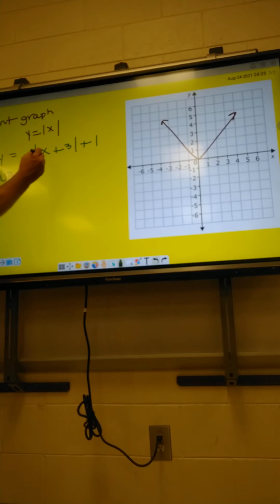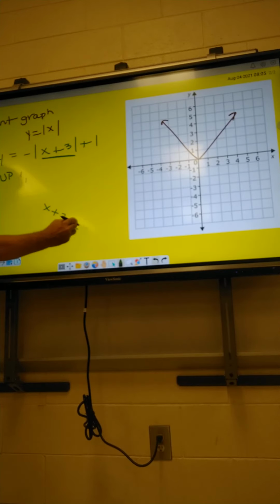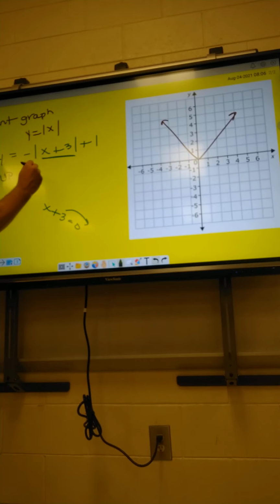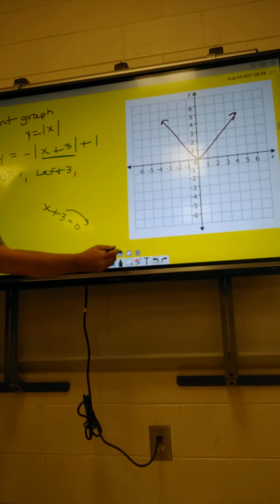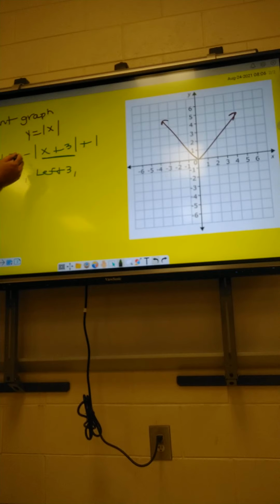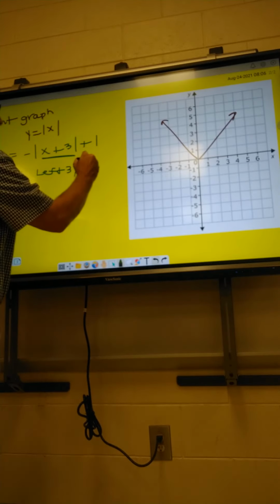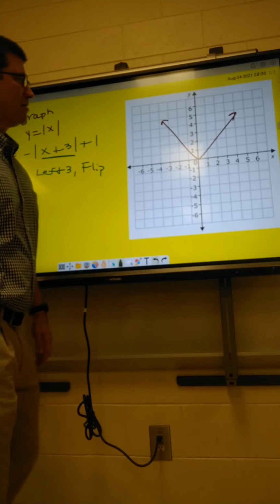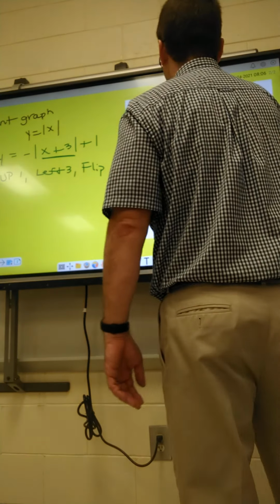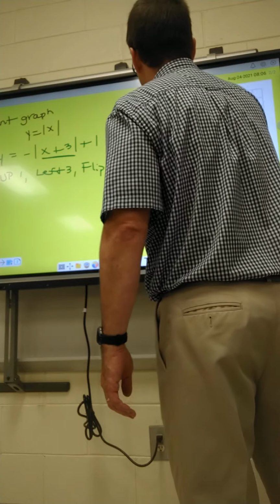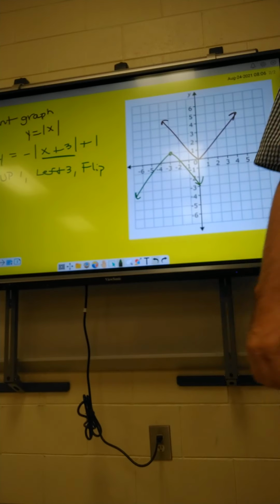All right. What's inside the bracket, x plus 3? What happens to plus 3 if I move it over? It becomes a minus 3. So that's going to go back 3, left 3. And when it's got a minus in front, you guys know that the V flips from here to here. That's all you got to do. You write down those 3 changes. On your graph, we're going to go up 1, left 3, and we're going to flip it. And now you got number 1 right.